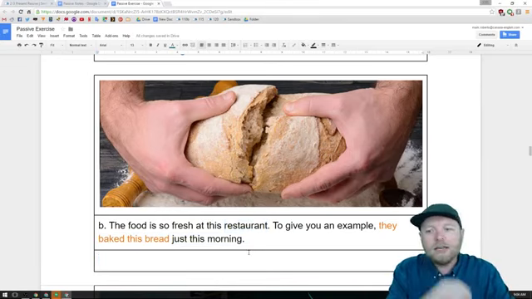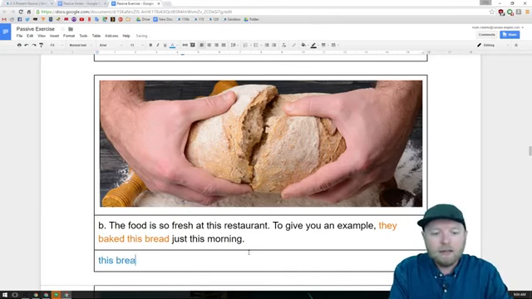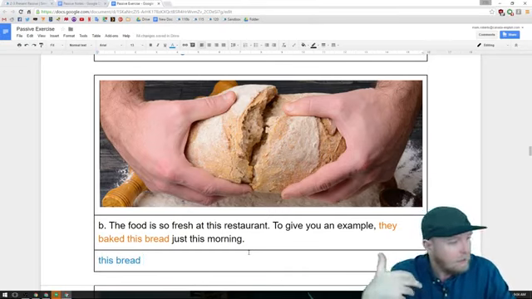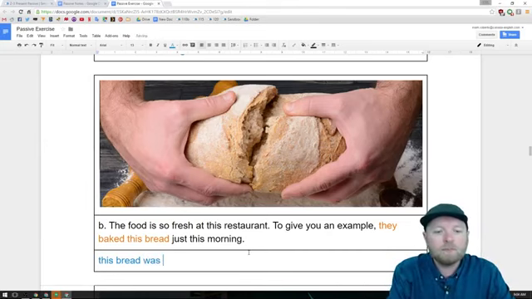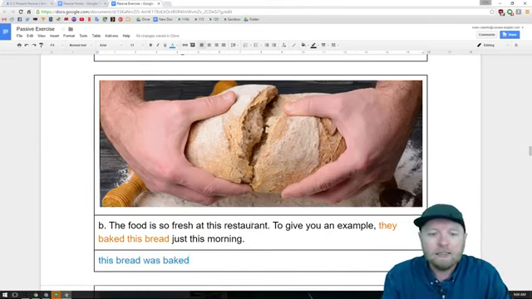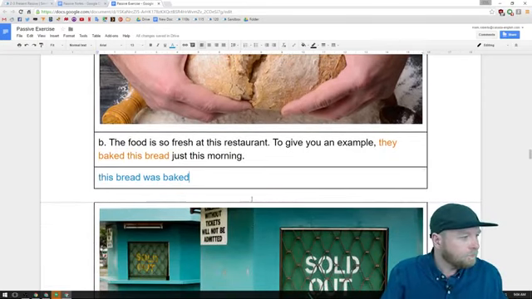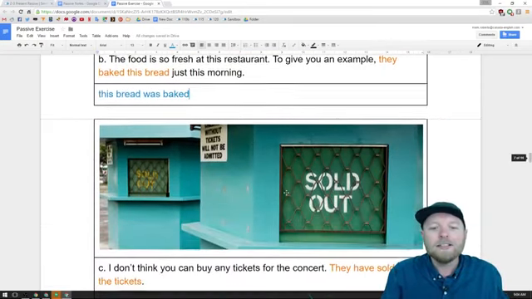So what could we say? This bread, right? We need be, so it's the past. The bread, oh, good job, Selma. The bread was baked just this morning. Excellent, Selma. Good job. Okay, let's look at the next one.